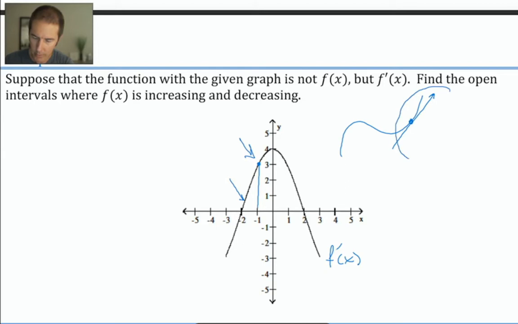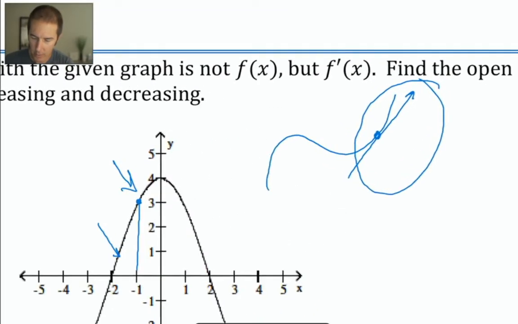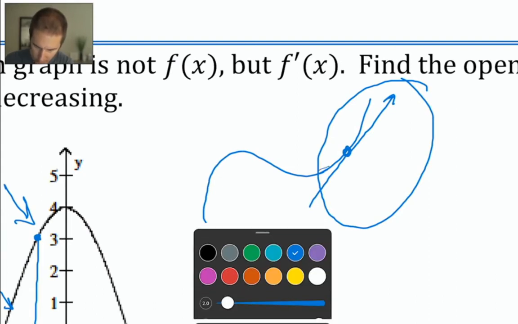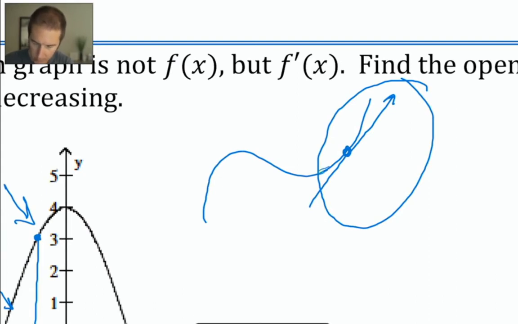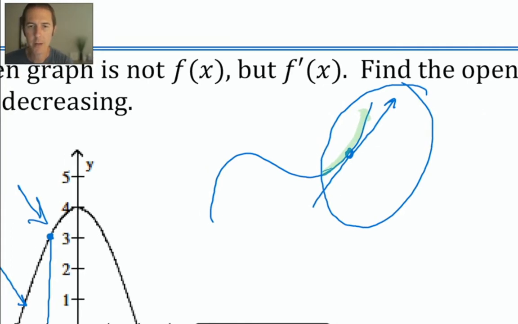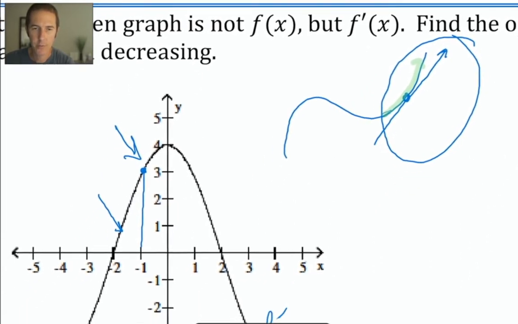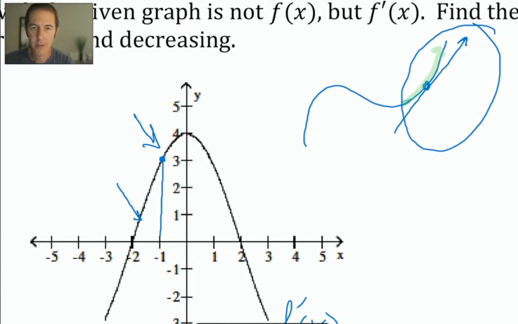Coming back over here, where I have this positive sloping tangent line, wouldn't you say that our function is increasing? Doesn't it look like my function's going uphill here to you? As I go from left to right, my y values are increasing. So again, a positive sloping tangent line tells me that my original function is increasing.